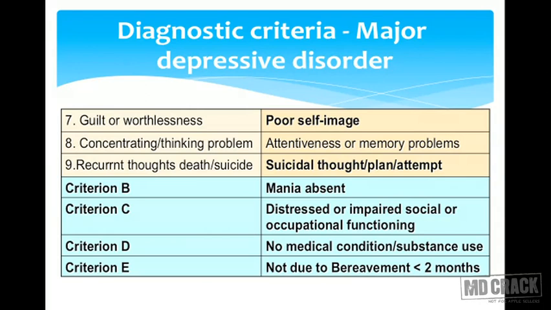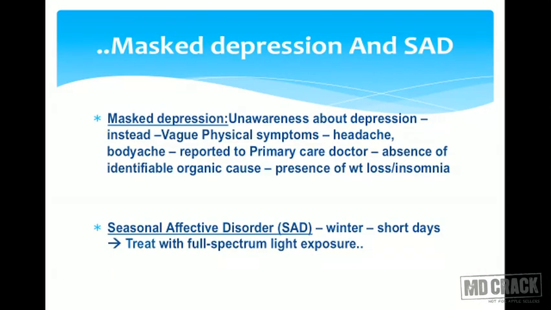So you have to have criteria A, B, C, D, E, all 5. For A, it should be 5 of 9 symptoms. B, mania absent. C, disturbance in social and occupational functioning. D, no medical condition or substance abuse. And criterion E, you have to rule out bereavement of less than 2 months duration. Masked depression and SAD, seasonal affective disorder, have to be ruled out.